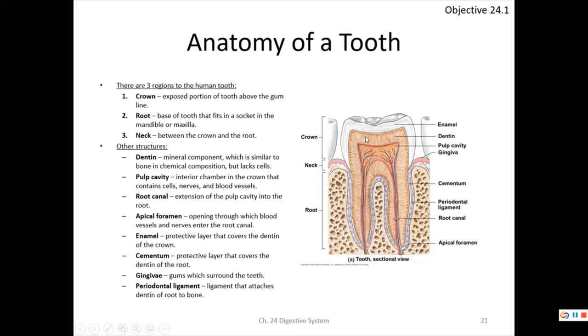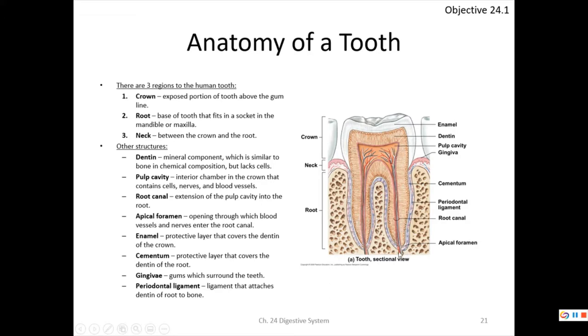The dentin is the material found in the tooth. It's like bone, but without cells. The pulp cavity is located inside the crown of the tooth. It has all your blood vessels and nerves and cells. And this is one of the places you could get an abscess. It's also common to have abscesses located between the tooth and the bone. That's when a root canal is done.